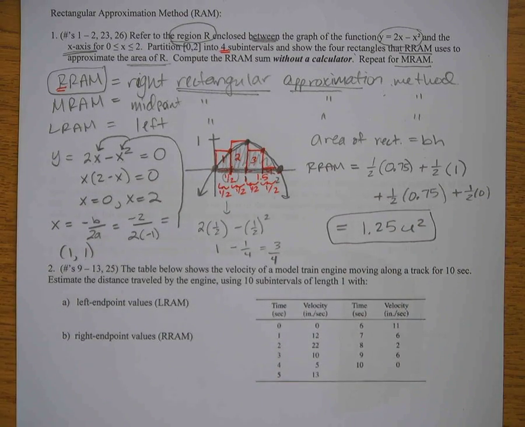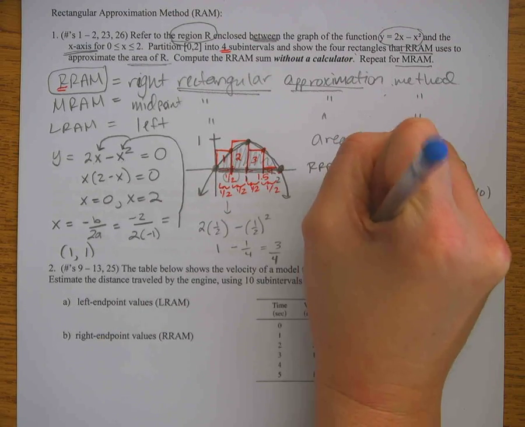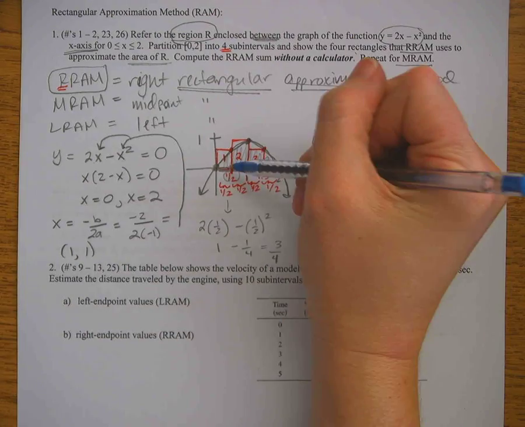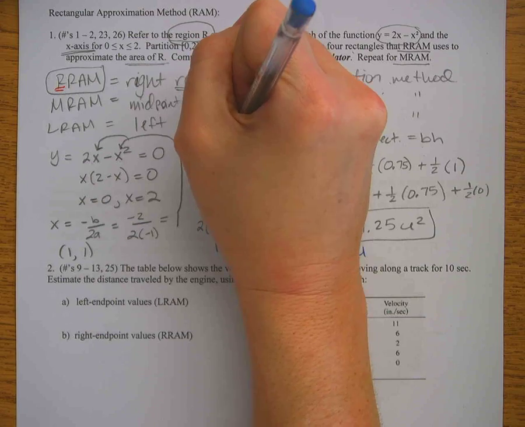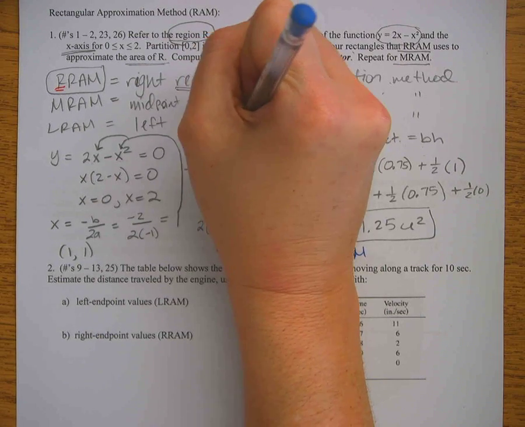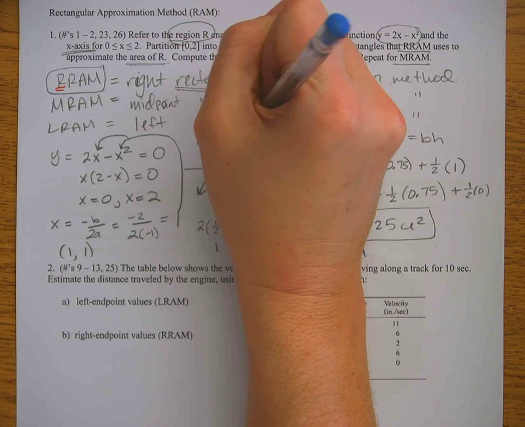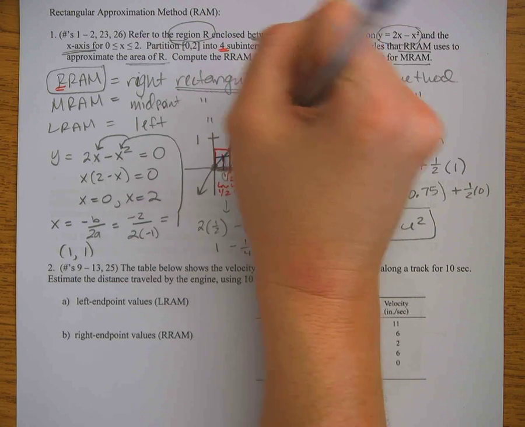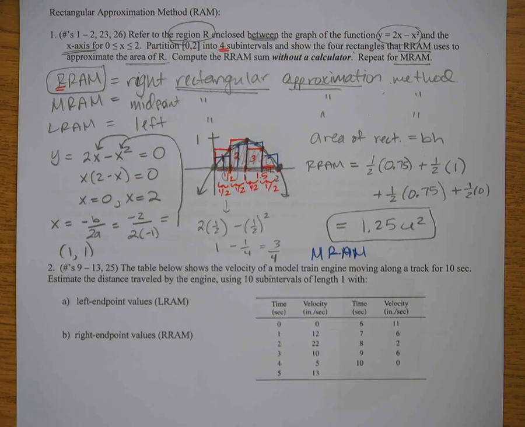I would like you now to go ahead and try the MRAM and see if you kind of understand the process. And when you do the MRAM, basically what you're going to do, instead of using the 1/2, the 1, the 1.5, and 2, is you're going to use the midpoints to determine the heights. So you're going to use 1/4, and then 3/4, and then 1 and 1/4, and then 1 and 3/4, and then that's how you'll determine those heights.